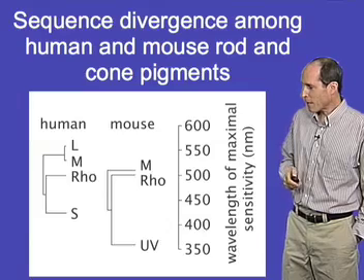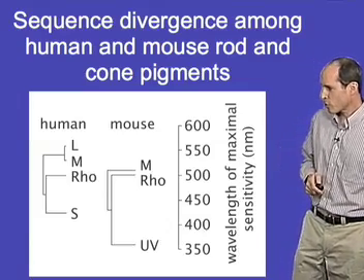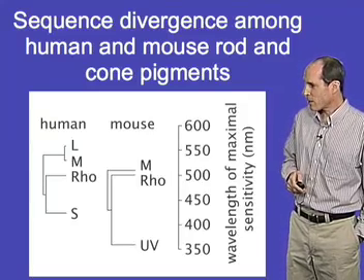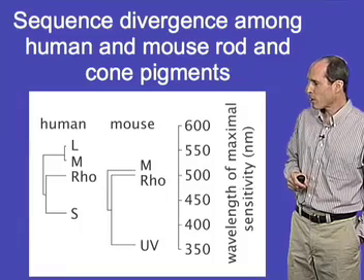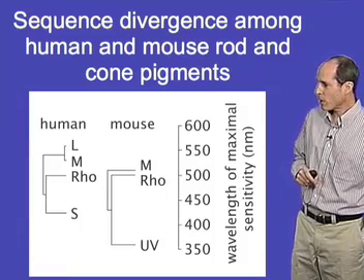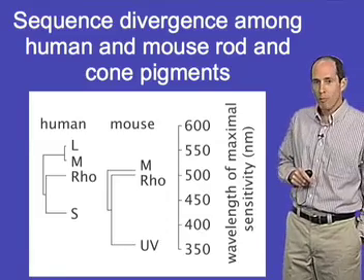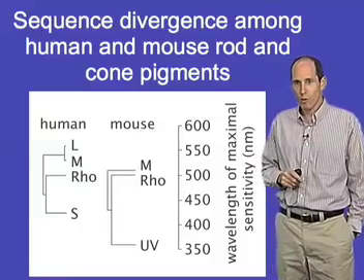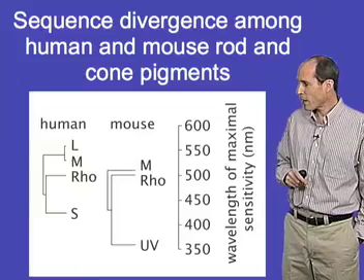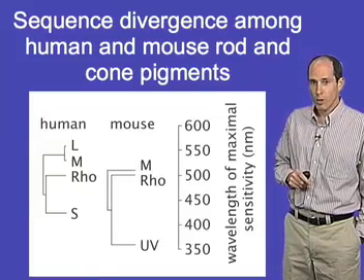Now let's just look at what that sequence difference looks like in a dendrogram form. Here we're looking at sequence divergence among human and mouse rod and cone pigments. We've picked the mouse as a representative non-primate mammal. And here let me just say that the non-primate mammals have only 2 types of cones and rods, very much like our rods, whereas a subset of primates, like ourselves, have 3 cone pigments.